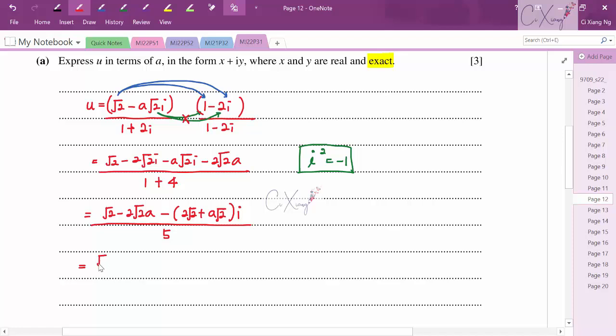I'm having square root 2 over 5, and then 1 minus 2a. This is the real part, okay? I factorize out the square root 2 and also the 5, and therefore this becomes 1 minus 2a. And for the imaginary part, I also take out the square root 2, and I'm having 2 plus a, and i. So this is u in terms of x plus yi.